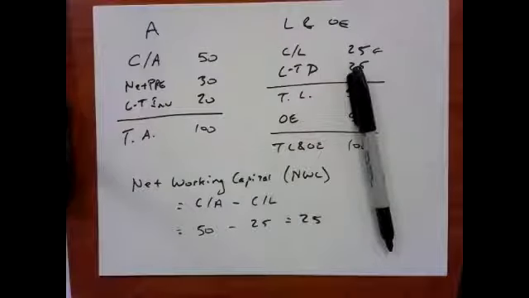So the problem with this is it's an absolute number, it's 25. So the question is, is that good? Is that bad? Is that enough? And that's really the question you want to ask. What we're trying to measure with a measure like net working capital is its liquidity. The question we want to ask is, is it liquid enough? Is it safe?